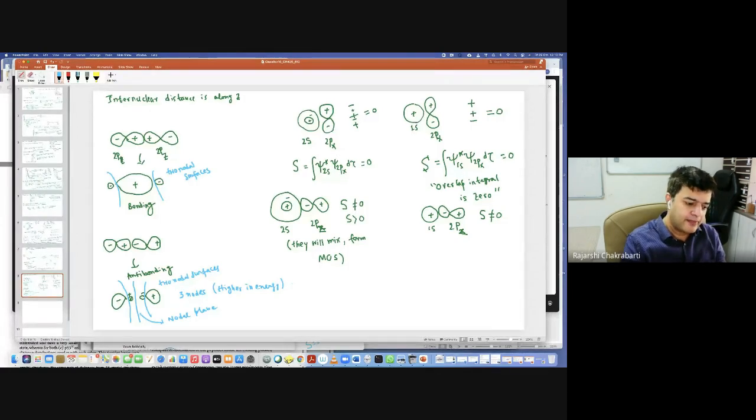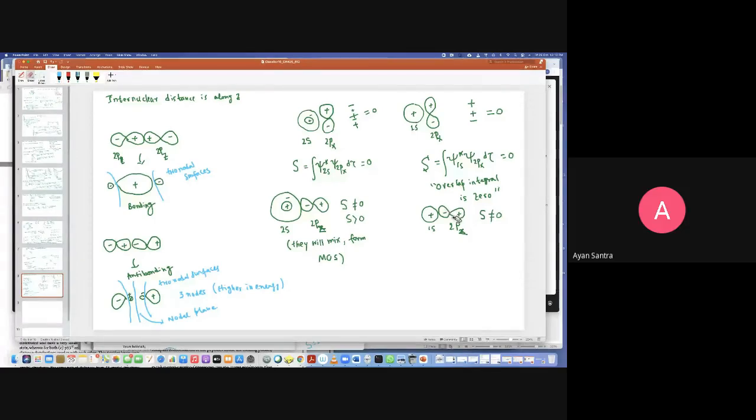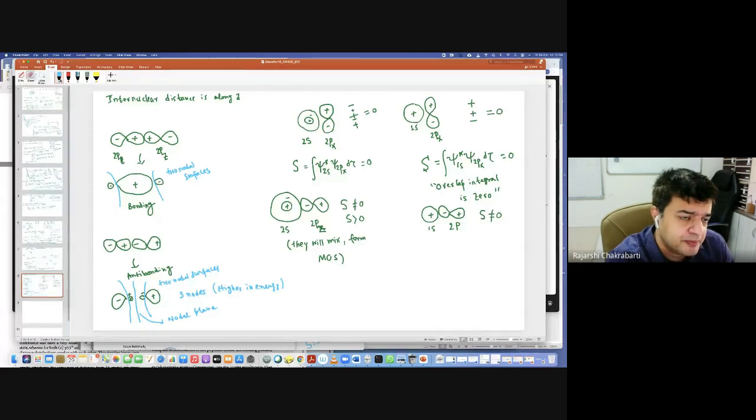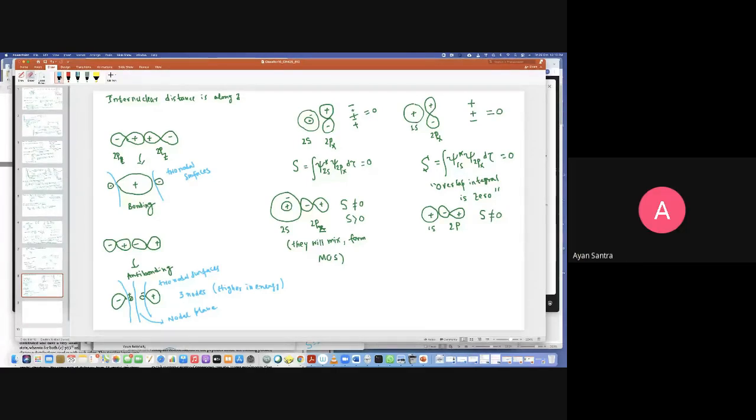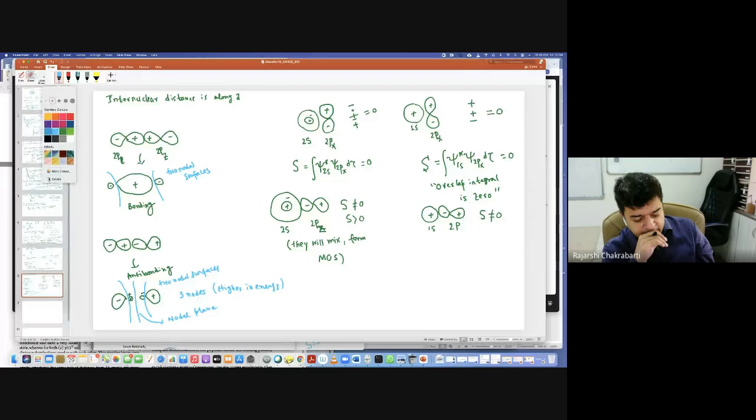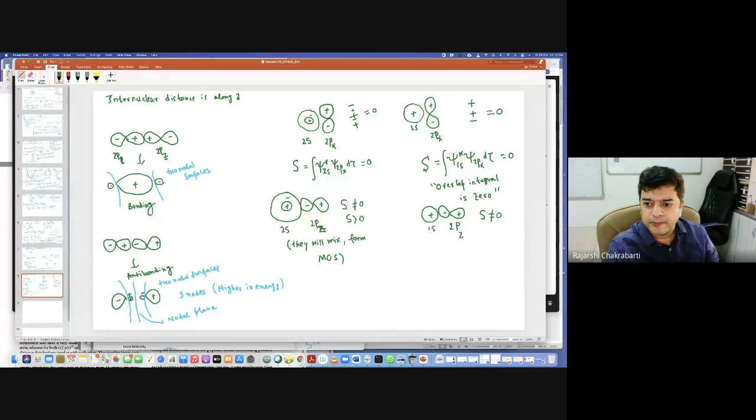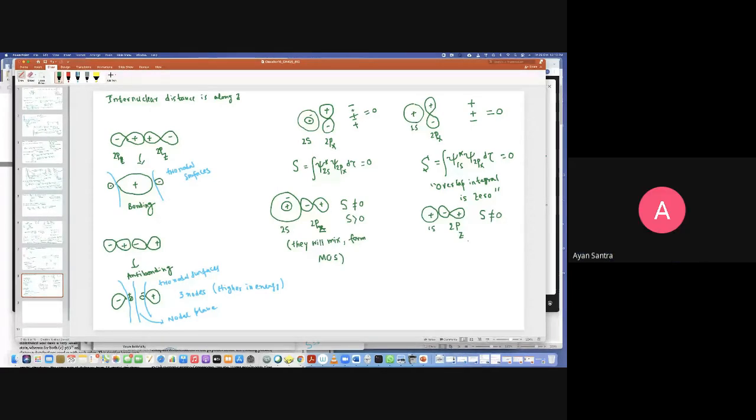Okay, now what about the type of orbital I have drawn here? Are these sigma or pi? I'm not talking about pi, but what are these orbitals? Sigma symmetry. How do you know it is sigma symmetry? You're right, but how do you know? What is sigma symmetry? It should be cylindrically symmetric.